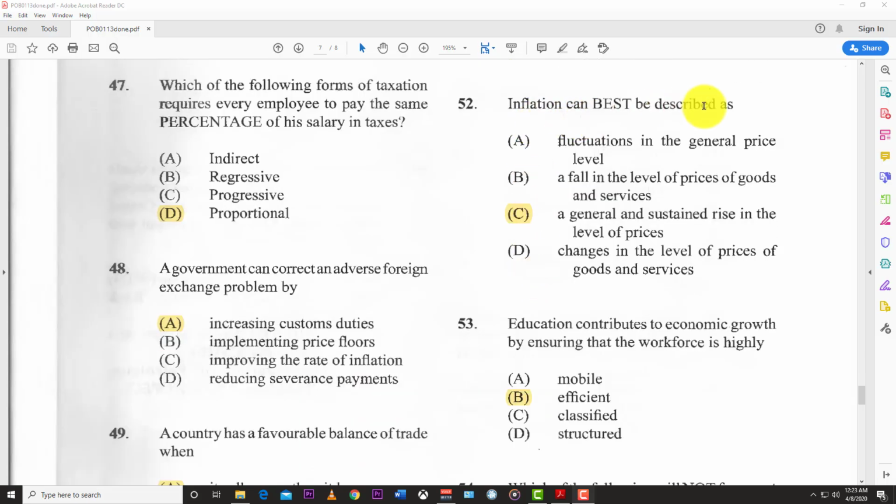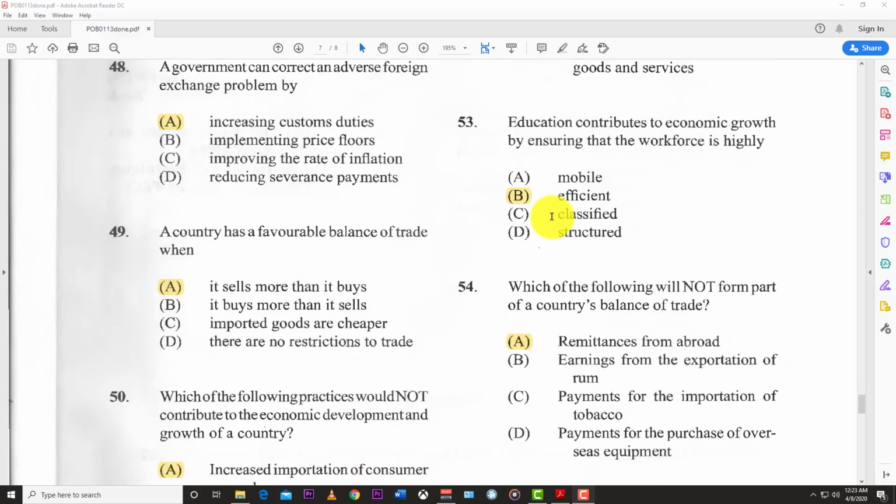52, inflation can best be described as C, a general and sustained rise in the levels of price. Inflation is when the general price levels in an economy are rising. 53, education contributes to the economic growth by ensuring that the workforce is highly efficient.